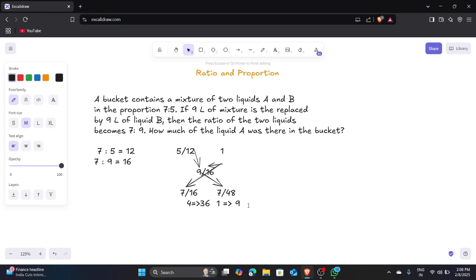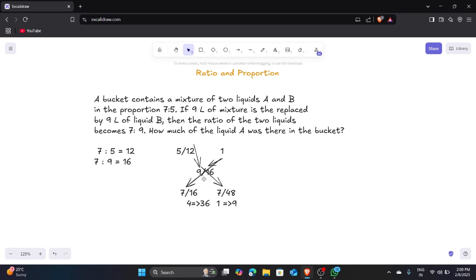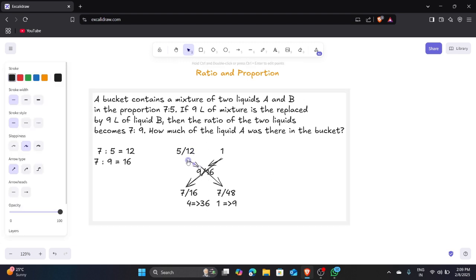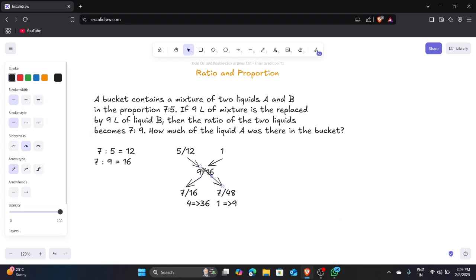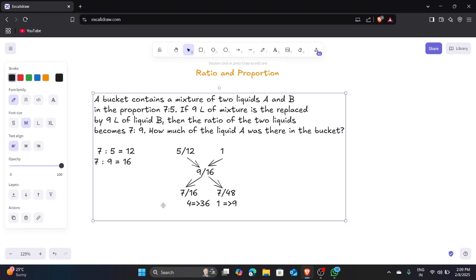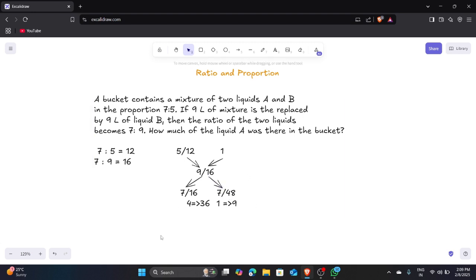Okay, 36. I don't know why this color value changes. I don't know what the problem is with this. What is the problem with this? Okay. Now what is next?